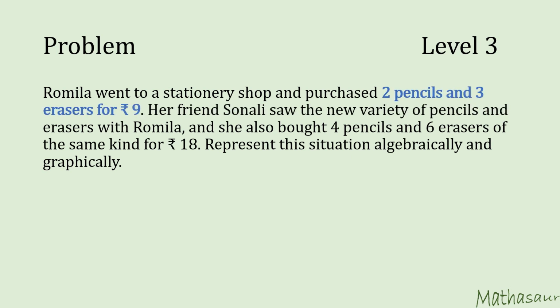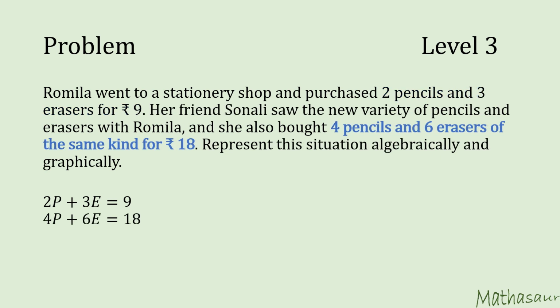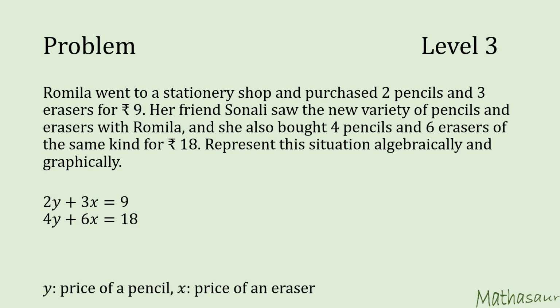Alright, let us look at the first statement. It says 2 pencils and 3 erasers for 9 rupees. So let us shorten this statement and write 2p plus 3e equals 9. Now the second statement says 4 pencils and 6 erasers for 18 rupees. So we could write 4p plus 6e equals 18. Now since we have to show this graphically, we would like to represent this in terms of x and y variables. So we get 2y plus 3x equals 9 and 4y plus 6x equals 18.